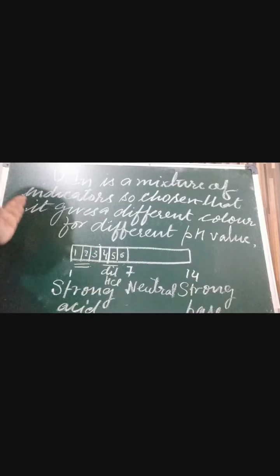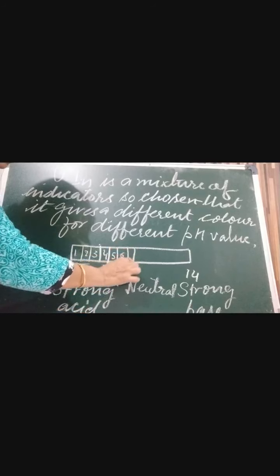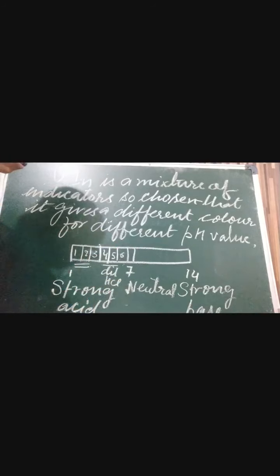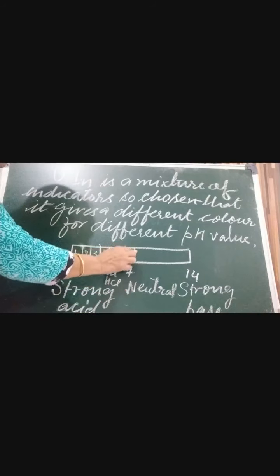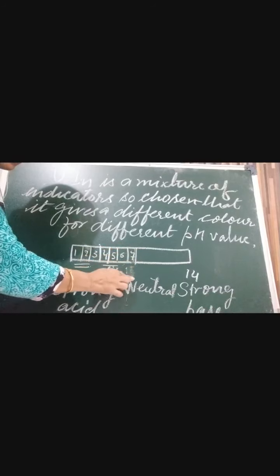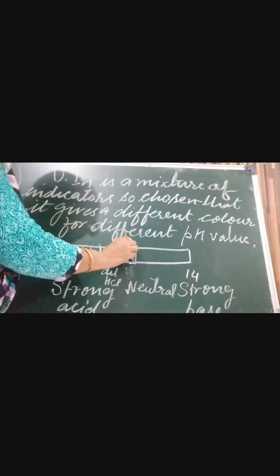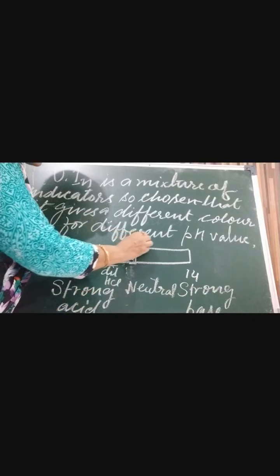Now come to the case where there is no change in the strip. It means the solution is neutral, number 7. Or sorry, we will say that the green color, it turned into green, it turned into green, means the substance is neutral. What color for the neutral? Green.